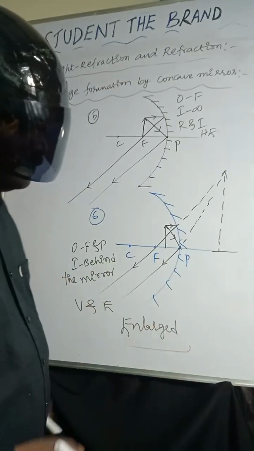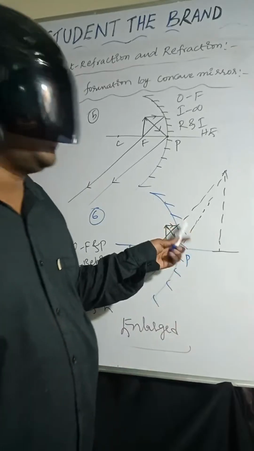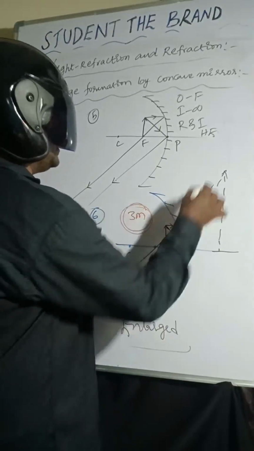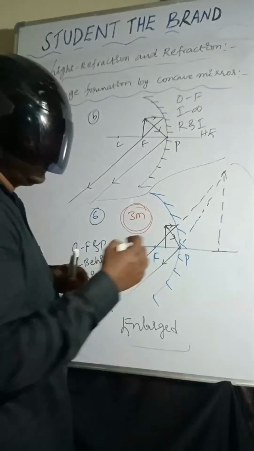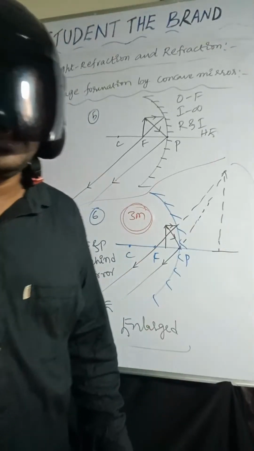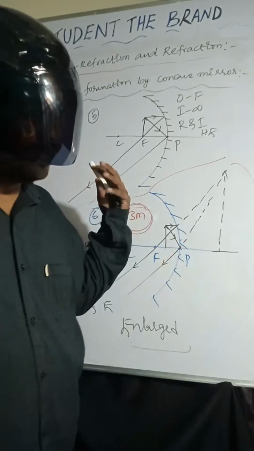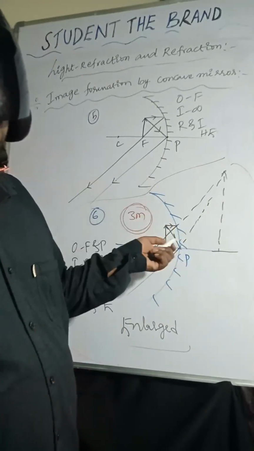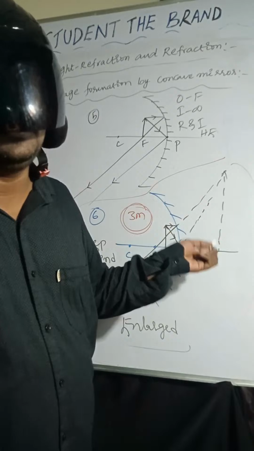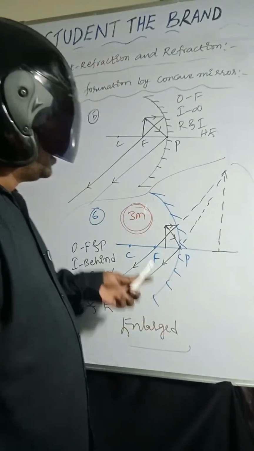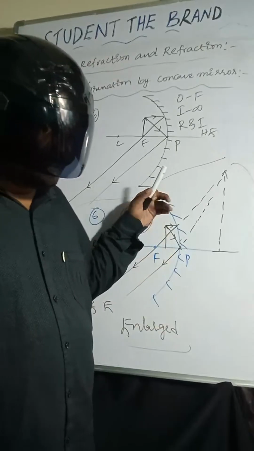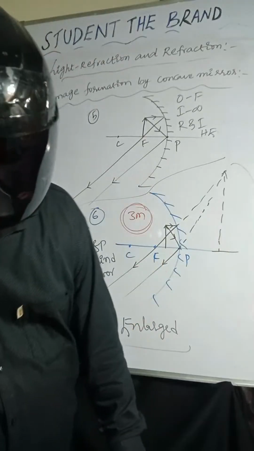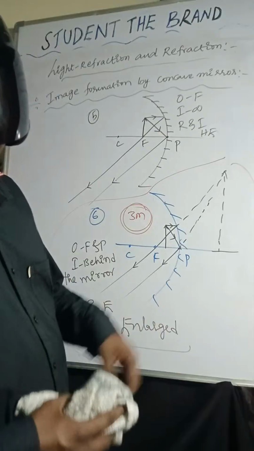I hope it is very clear. Listen carefully, this case is very, very important. They will ask for 3 marks. Many times this question is asked in board exams. It is an expected question even in midterm, slip test, unit test, quarterly, half yearly, pre-board 1, pre-board 2, any exam. Try to prepare and practice this question. Object is placed between F and P, image will form behind the mirror, nature of the image is virtual, erect and enlarged. Right? Next.